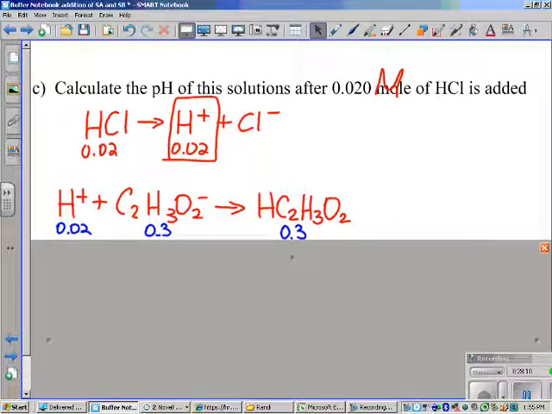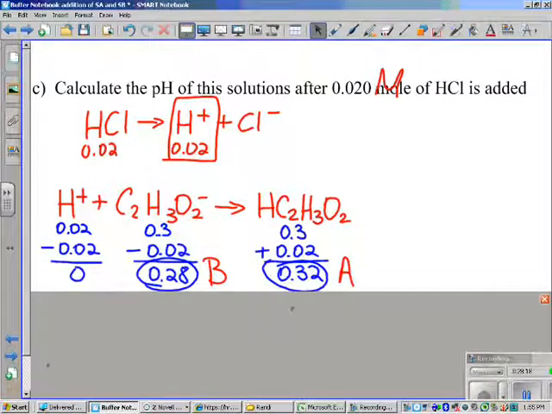That's right. All right, so how much of this H+ are we going to have when this thing is all said and done? None. It needs to go all the way. So taking away 0.02 here is going to take away 0.02 from both of them, and it's going to make 0.02 of that product because the ratio is 1-to-1 for all of them. So you end up with your new concentrations of 0.28 and 0.32, your acid concentration and your base concentration.